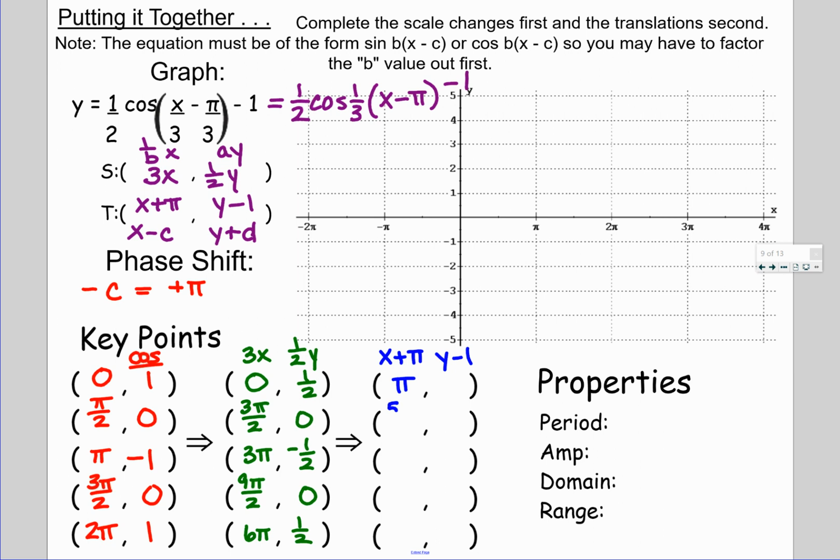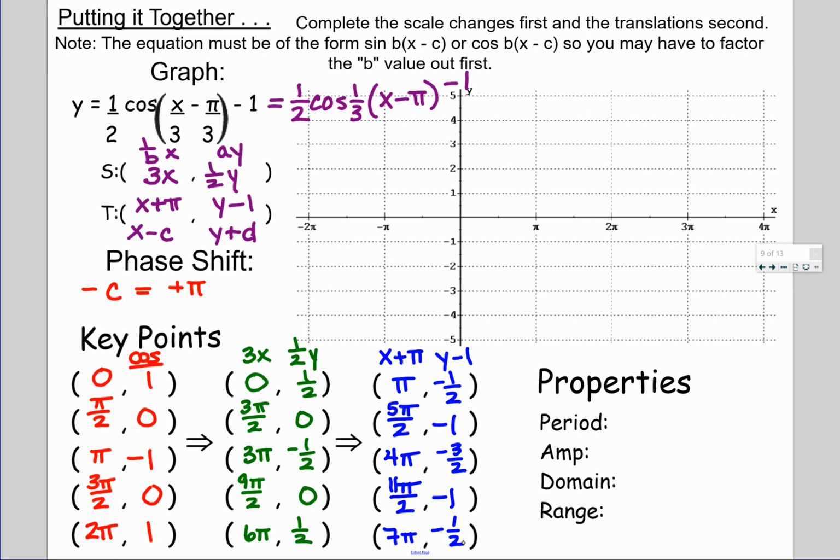5 pi over 2. If you need to write that out, do the math with the common denominator, that's fine. 3 pi plus pi is 4 pi. 9 pi over 2 plus pi, 11 pi over 2. And 6 pi plus pi is 7 pi. On my y's, I'm just going to subtract 1. 1/2 minus 1 is negative 1/2. 0 minus 1, negative 1. Negative 1/2 minus 1, negative 3/2. 0 minus 1, negative 1. 1/2 minus 1, negative 1/2.